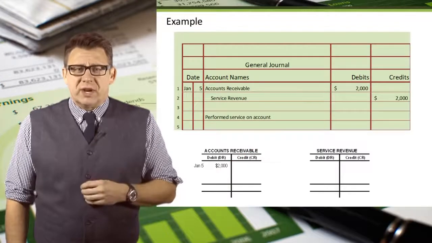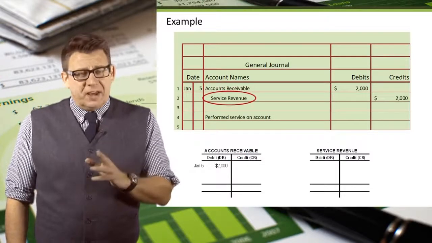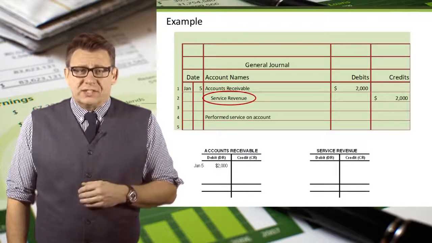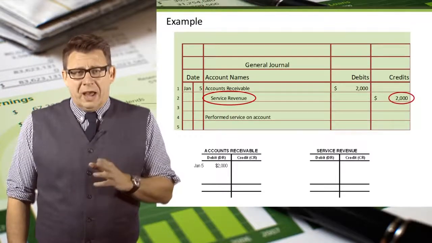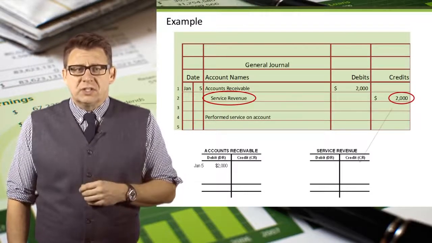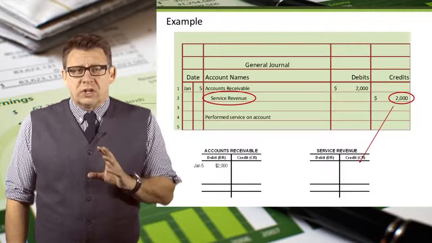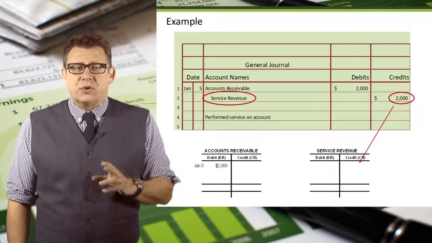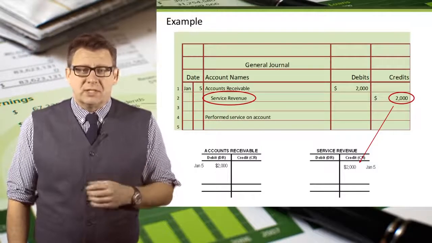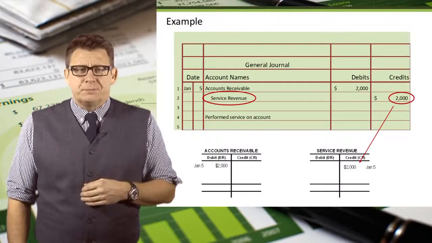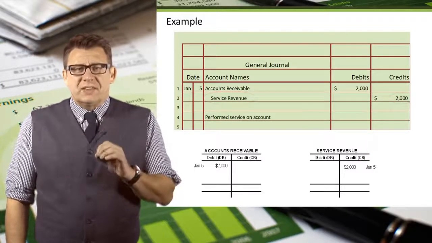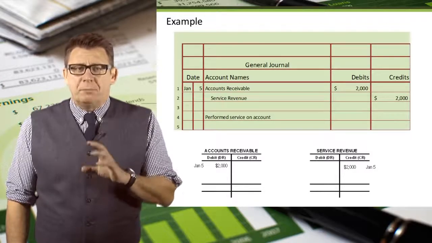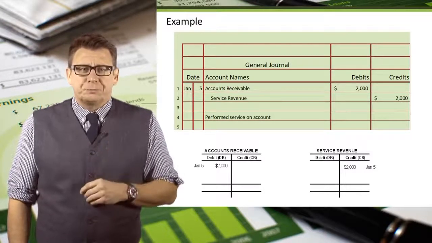Now let's post the credit. Identify the credit account, which in this case is service revenue, the amount of the credit, $2,000. So in the ledger for service revenue, we will record or post $2,000 to the credit side, like this. And don't forget the date. So now you can see that the amounts from the journal have been posted in the ledger.